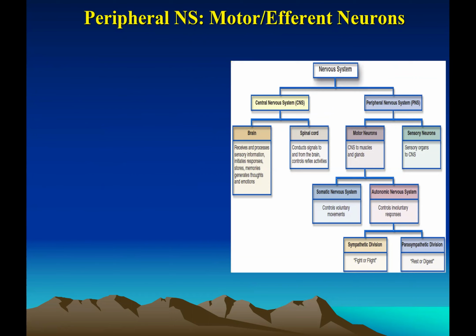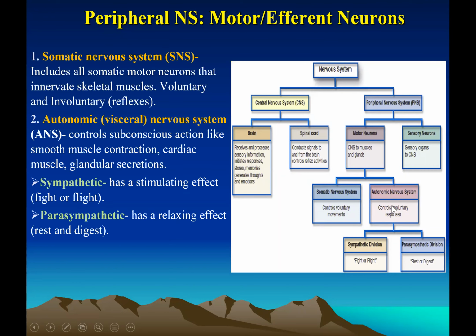In the peripheral nervous system, the motor neurons can either be somatic, which controls your muscles, or autonomic, which controls most of your visceral organs. In the autonomic nervous system, we have the sympathetic, which is the fight or flight response, and the parasympathetic, which is the rest or digest response. So this is the efferent division, or the motor division.